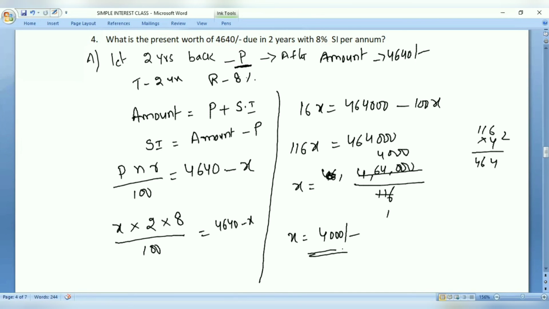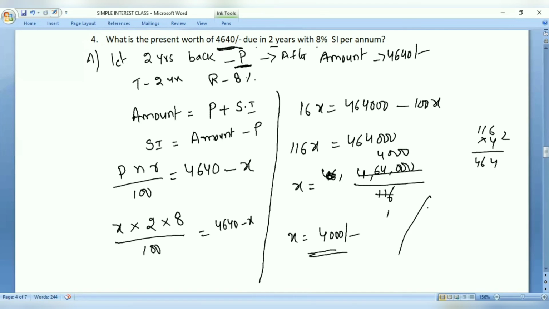So here 4,000 rupees principal with a rate of interest 8%, after 2 years from now, becomes 4,640 rupees. Here the question is on the reverse side. The actual amount is what they have given. The amount is 4,640 and the time period is given as 2 years due. That means 2 years back. Rate of interest we have received.